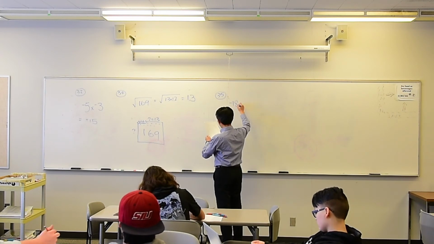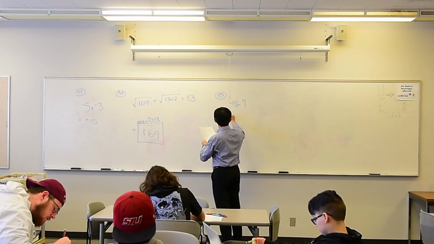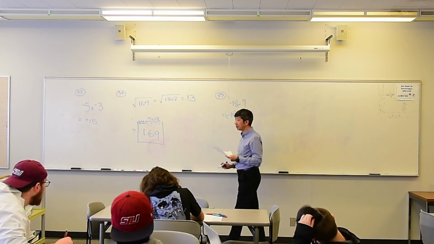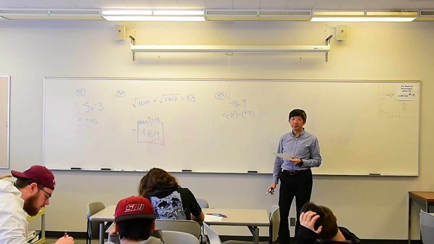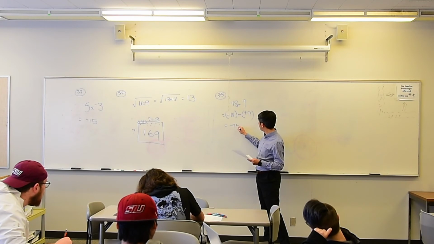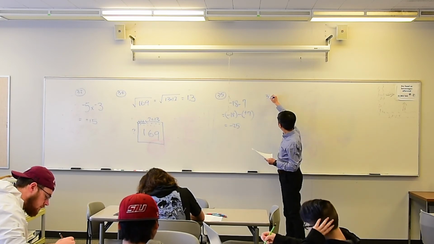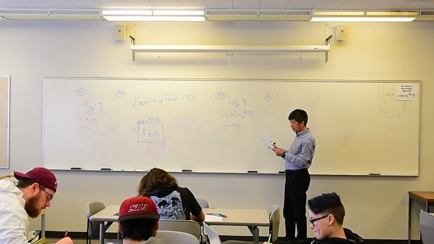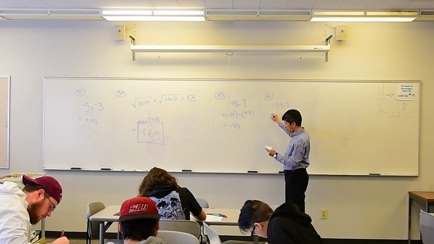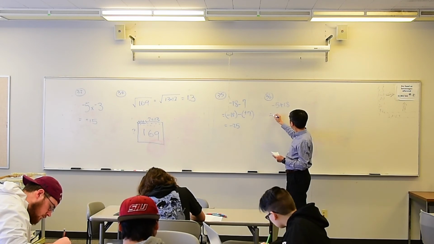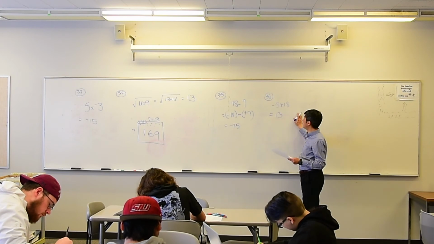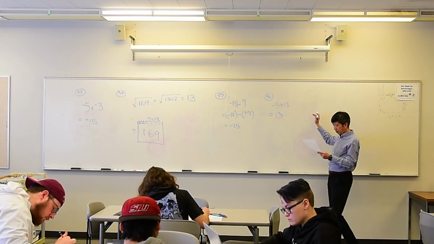Negative 18 minus 7, which is negative 18 minus a positive 7. Right? So therefore, it is negative 25. Negative 5 plus 18, which is 13, right?